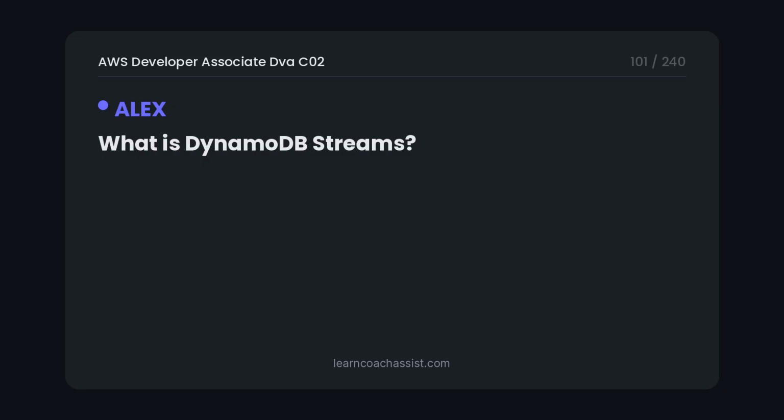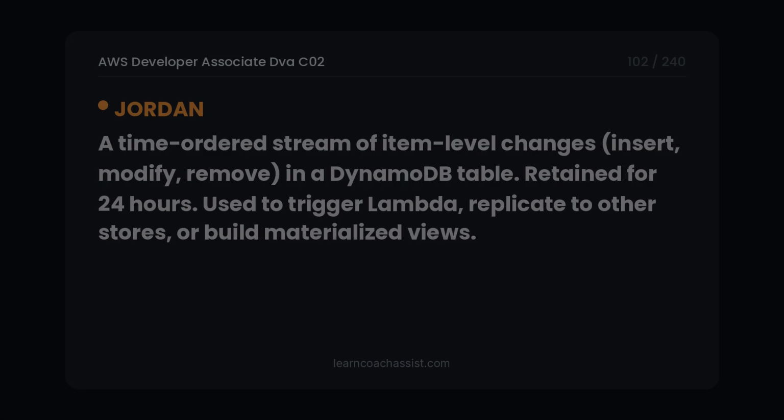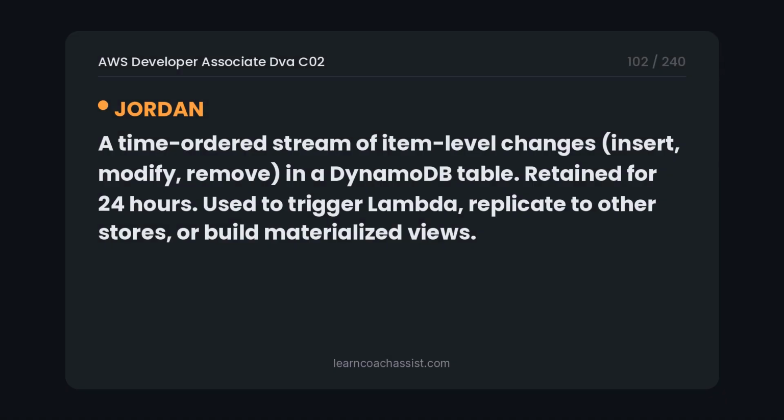What is DynamoDB Streams? A time-ordered stream of item-level changes, insert, modify, remove, in a DynamoDB table. Retained for 24 hours. Used to trigger Lambda, replicate to other stores, or build materialized views.